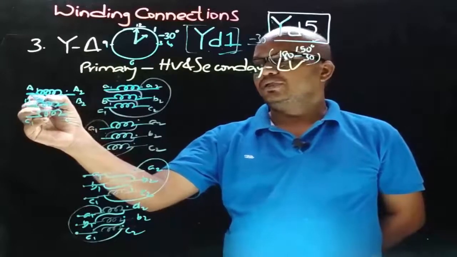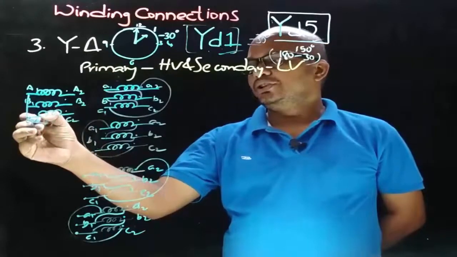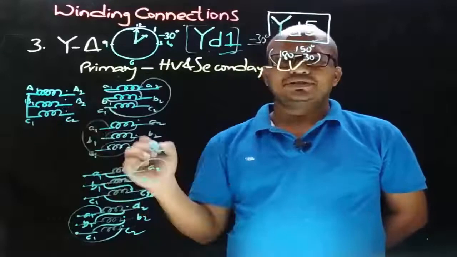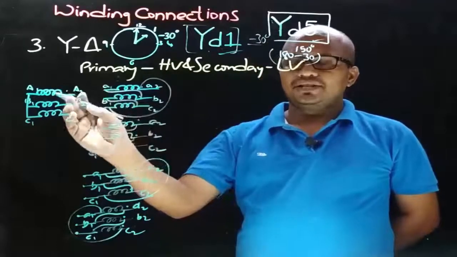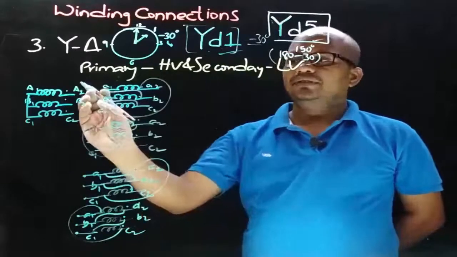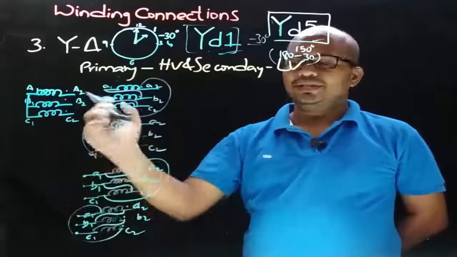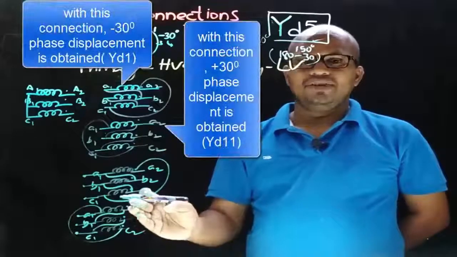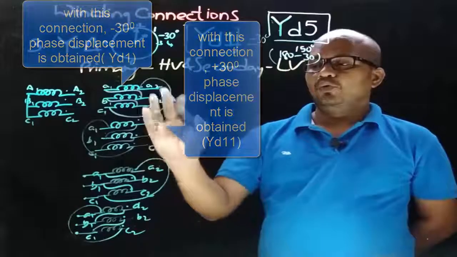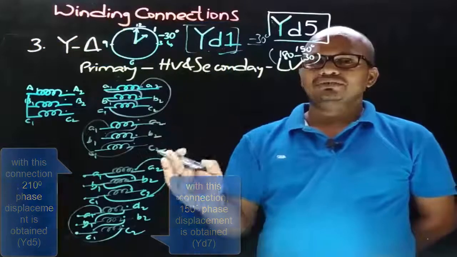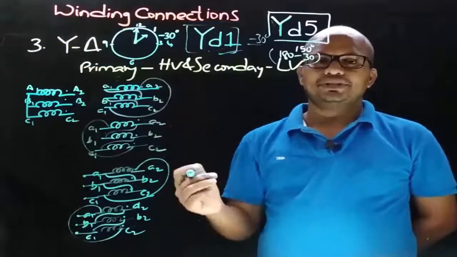And here what we are doing means we are joining the non-dot ends together and taking the connections from dot ends. And this primary side connection is common to all the remaining 3 connections. And we are leaving that connection as it is without any changes. And the changes that you will observe are only in secondary side winding connections. So these are the 4 possible connections of star delta connection. From each connection we will get different phase displacement.